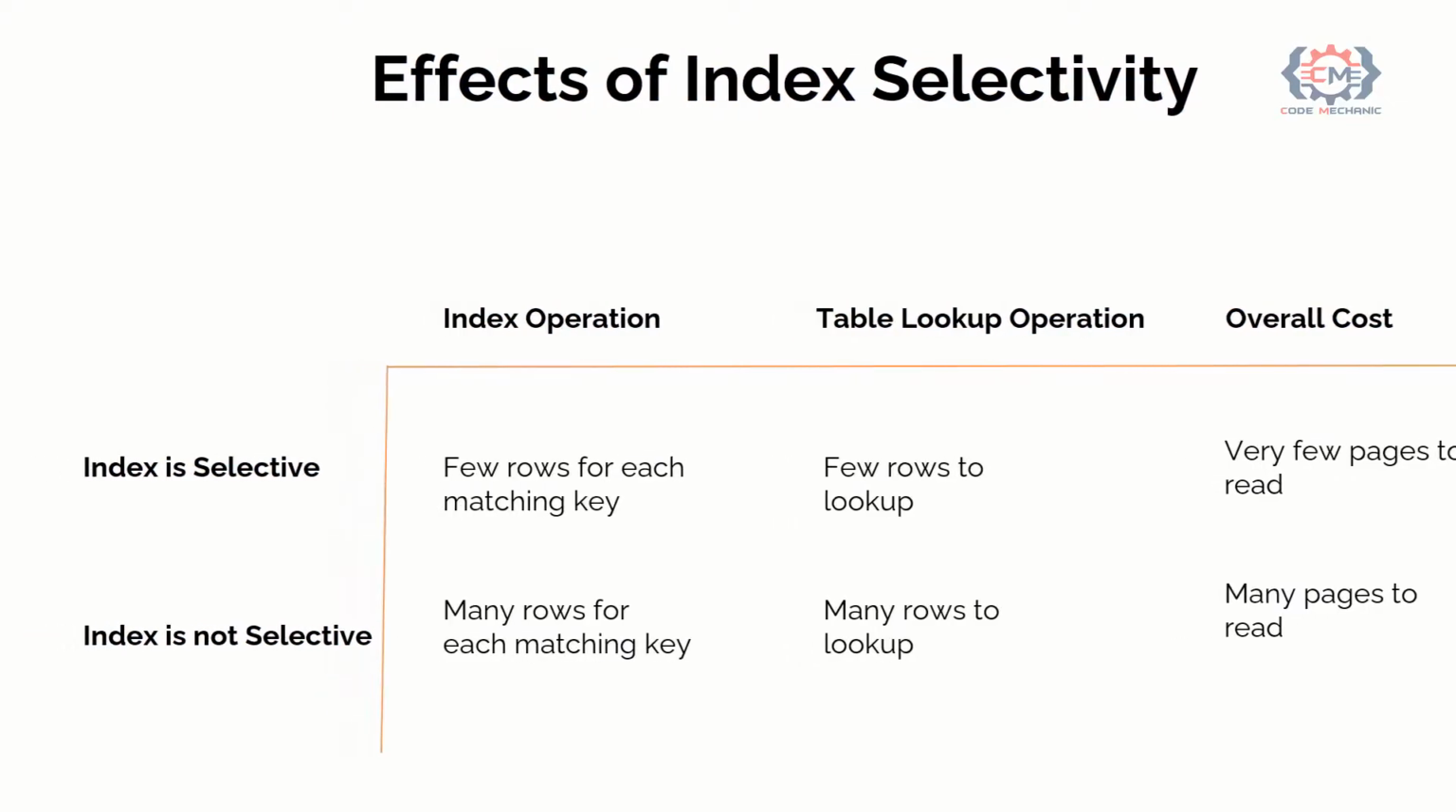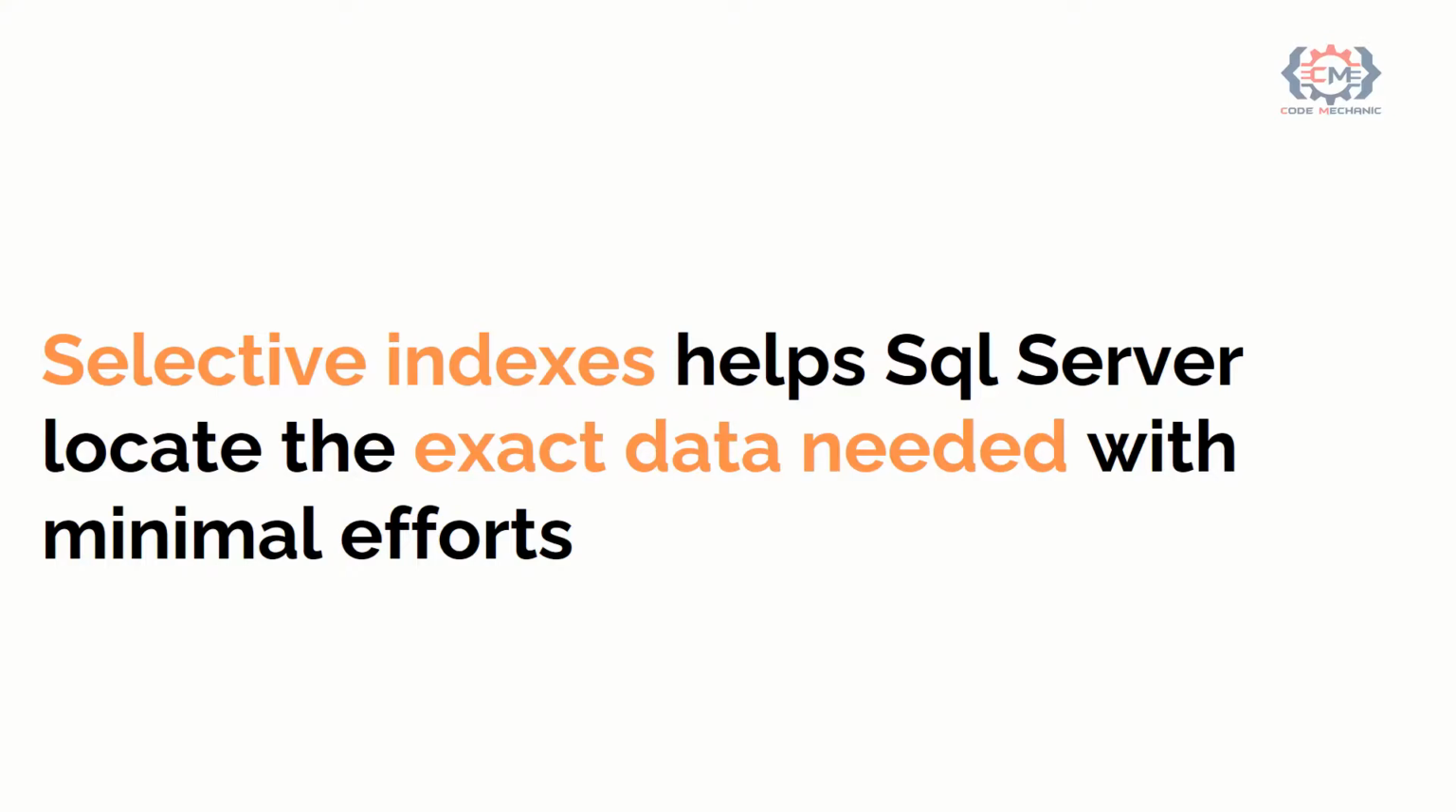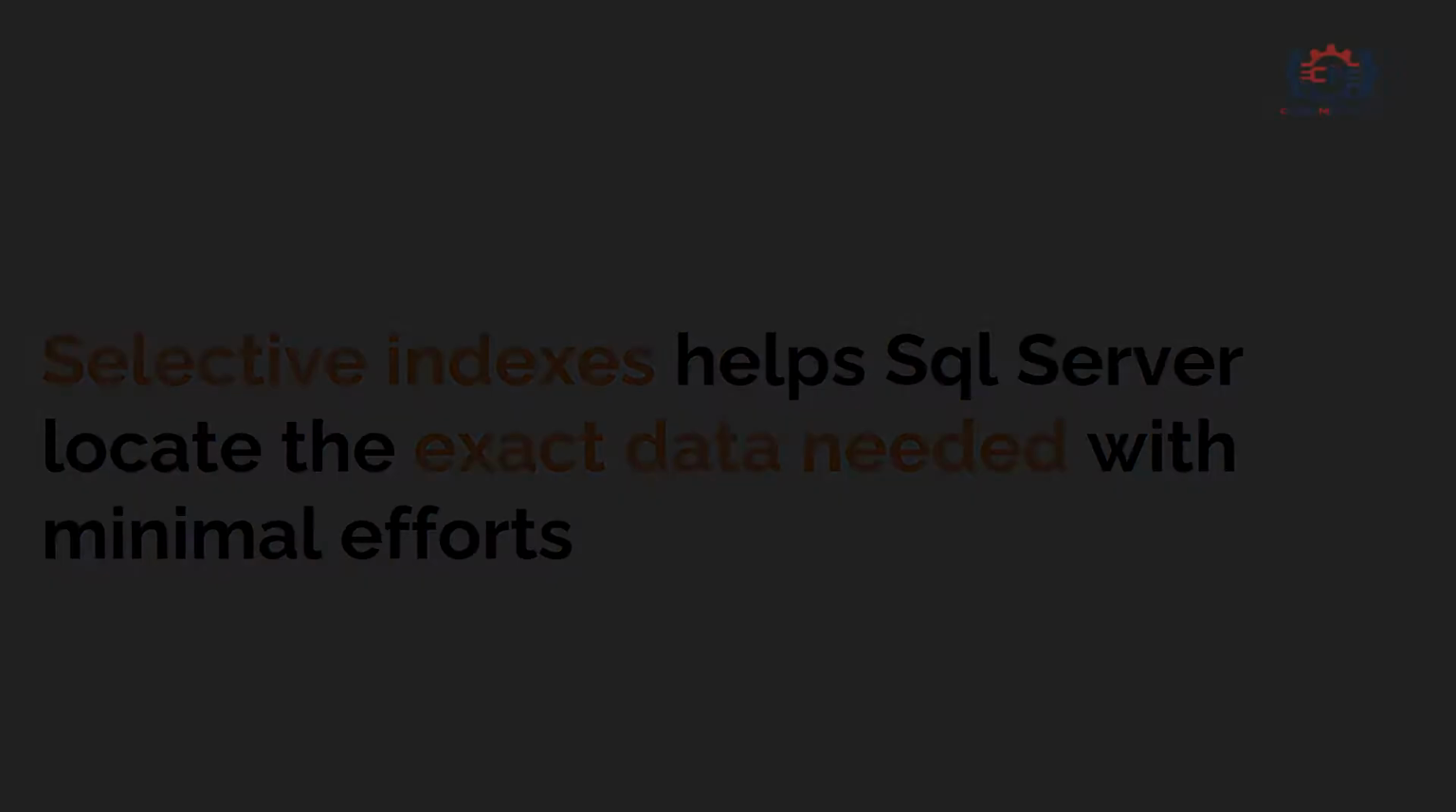When we say that we want our indexes to be selective, what we are really saying is that we want them to really help SQL Server target exactly where the data is that we need to find. And to do that, we want our indexes to have a high number of unique key values compared to the total number of rows in the table. Let's jump into Management Studio and look at some examples of this.